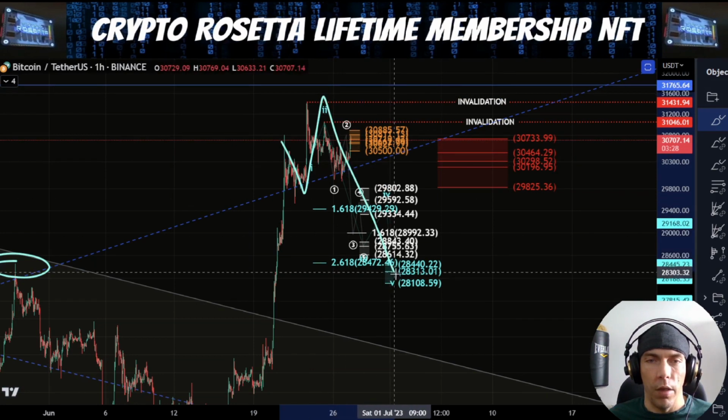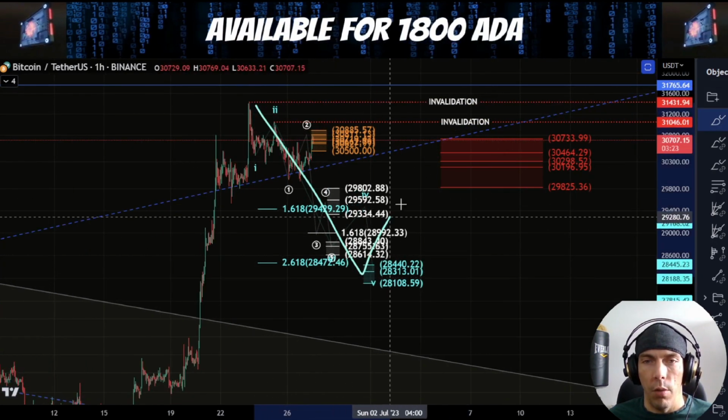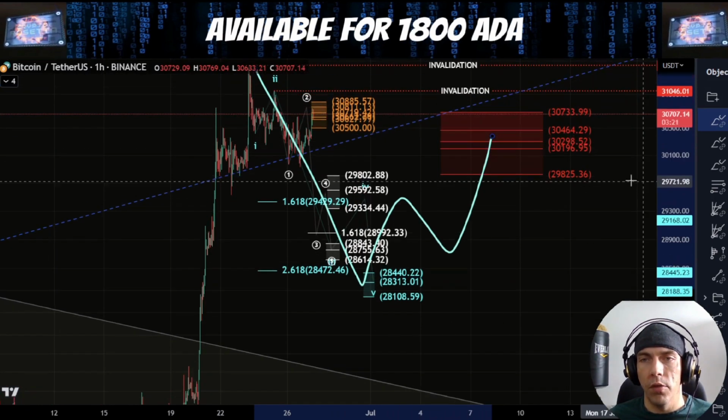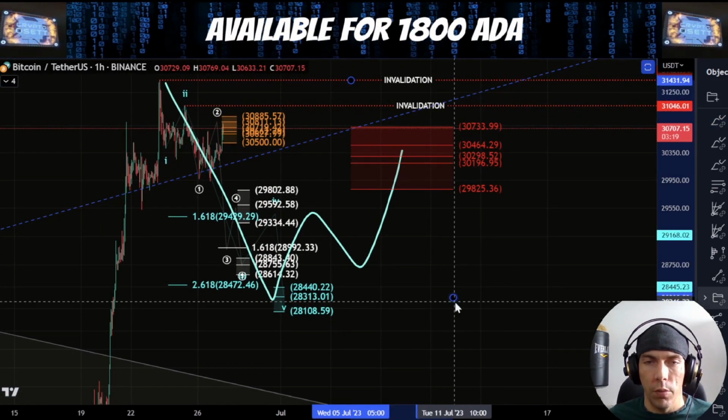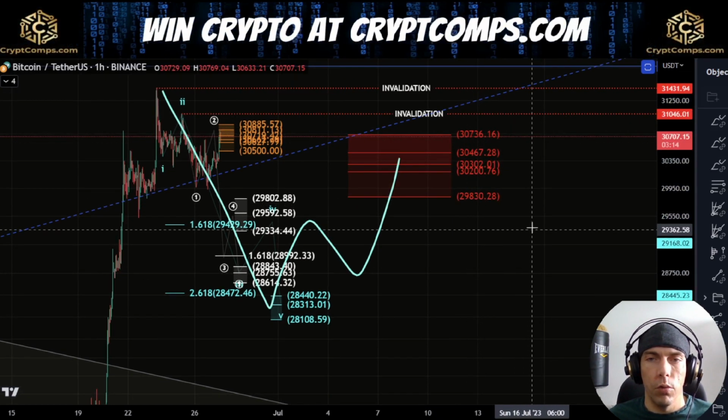It would be more likely that this would then become our A wave. It would actually get a 3-wave move back to the upside here. And what we'd be looking for as a potential target area here would be this 30,736 to this 29,830.